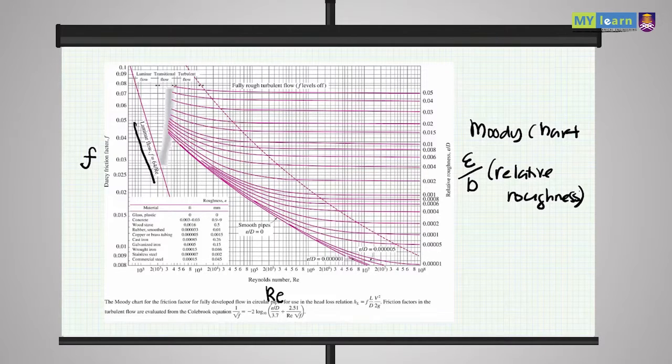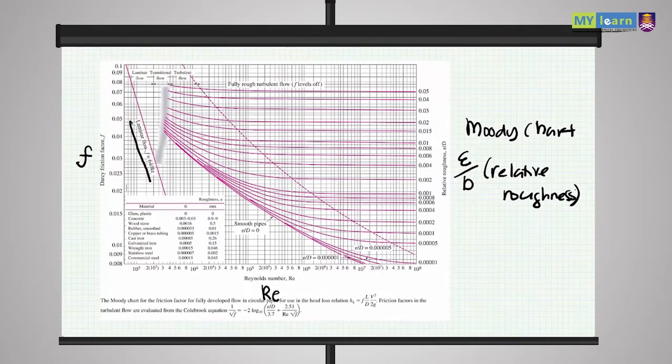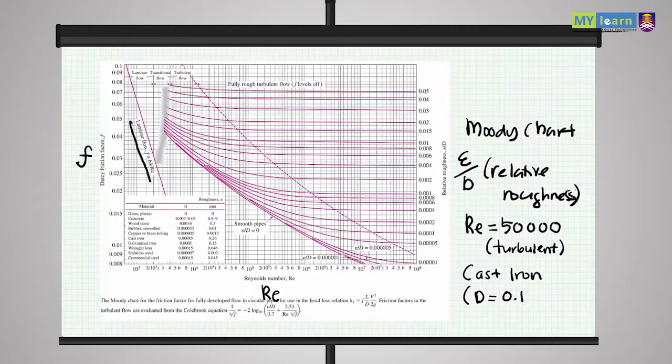So how do we use the Moody Chart? Okay, to use a Moody Chart, we have to be provided with a condition. For example, if our RE is equal to 50,000, which is going to be turbulent, far beyond 2,300, and if the pipe we are using is cast iron with a diameter of 0.1 meter, for example.